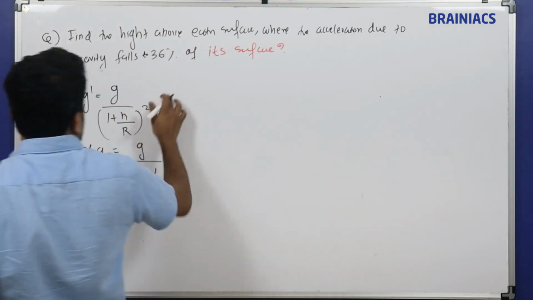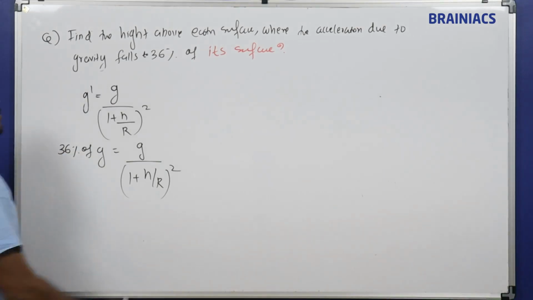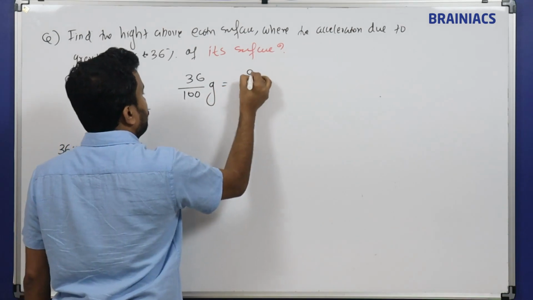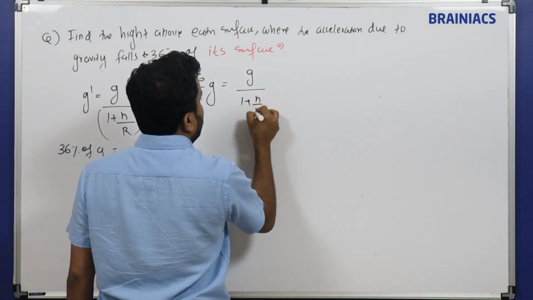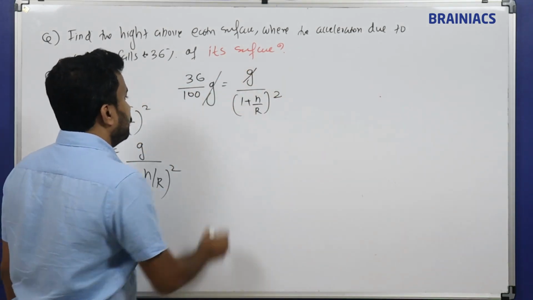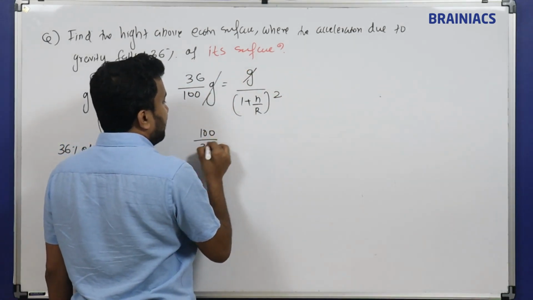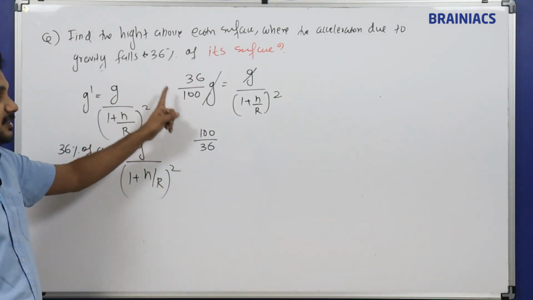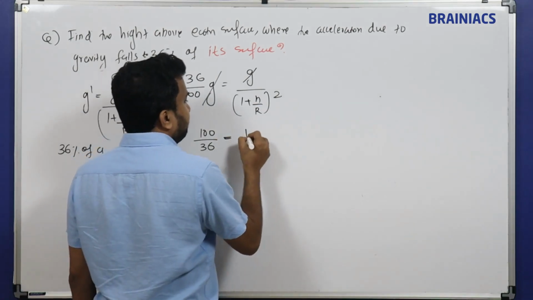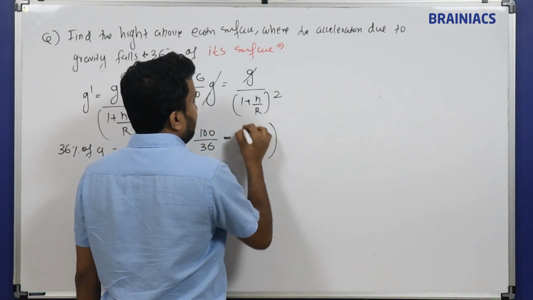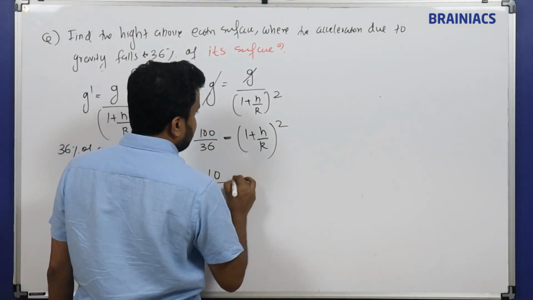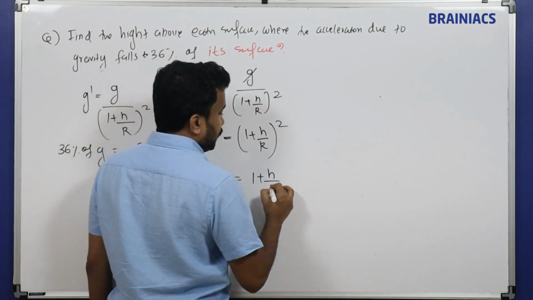So this was the equation: 36% of g, which means 36 divided by 100 into g, is equal to g divided by 1 plus h by r the whole square. g and g get cancelled. I am taking the reciprocal on both sides. So 100 divided by 36, which is the reverse of 36 by 100, is equal to 1 plus h by r the whole square. You know this, right, from maths. On both sides we take the square root. So 10 by 6 is equal to 1 plus h by r.